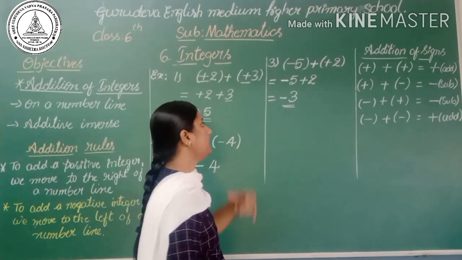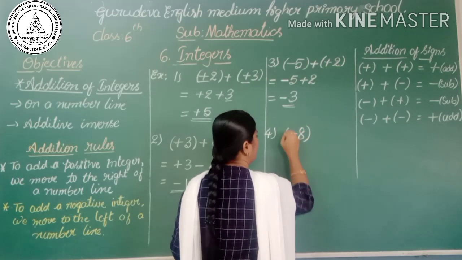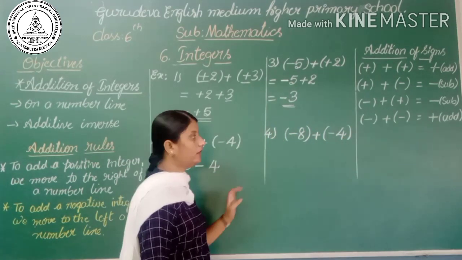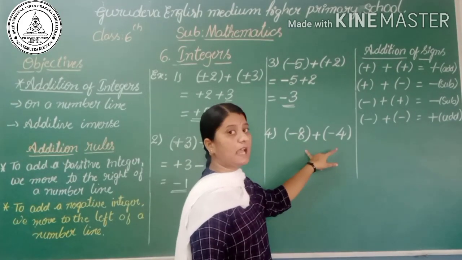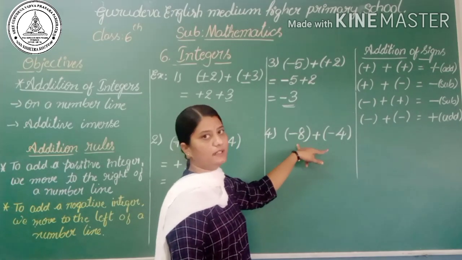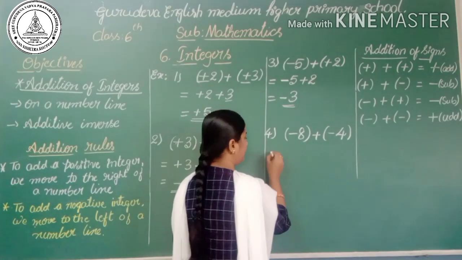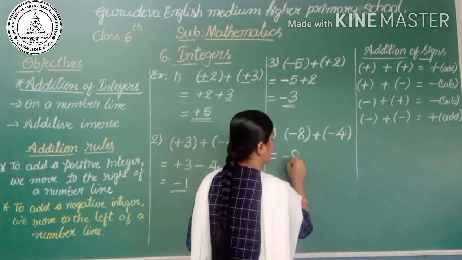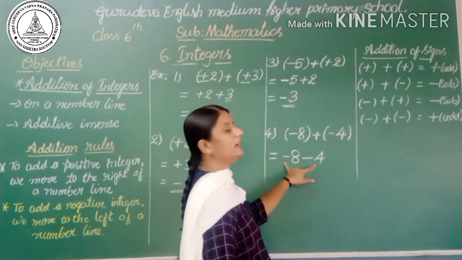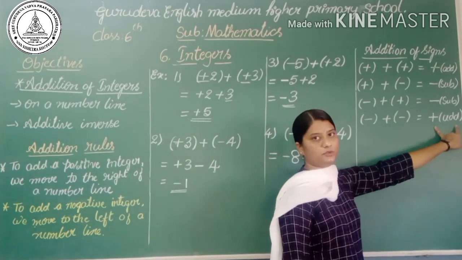Okay. Similarly, we will take the fourth example: -8 plus of -4. Here we are going to add the integers having the same signs, means both the integers having the negative sign. Okay. So what we have to do is, first remove the bracket and write here, which is equals to -8 and -4. So both the integers having the same sign. So what we have to do? So we have to add these two integers.